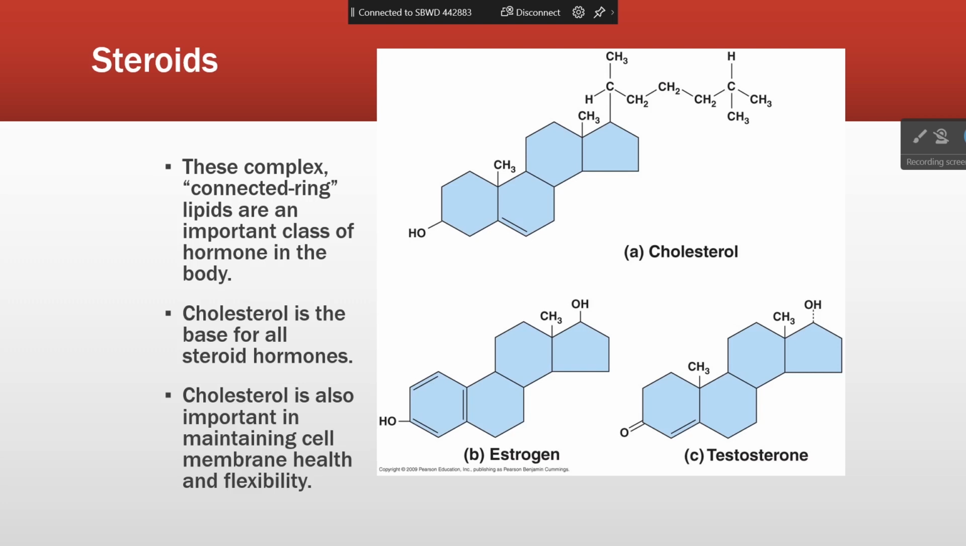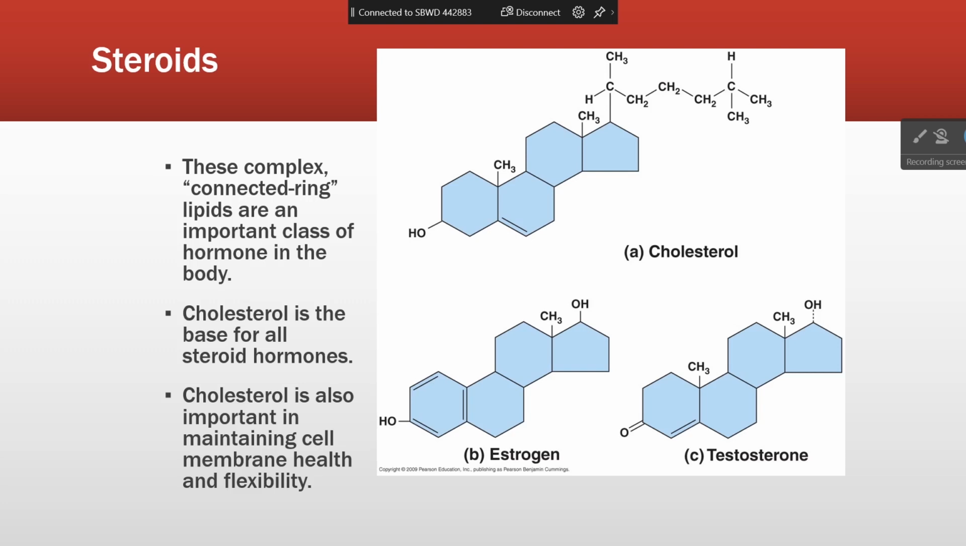Top one is cholesterol. Okay, cholesterol gets a bad rap. Everybody knows it's associated with heart disease and high blood pressure and such. But cholesterol is also an absolutely necessary compound in our body. We could not live without cholesterol. The issue is we just don't want it to be too high.